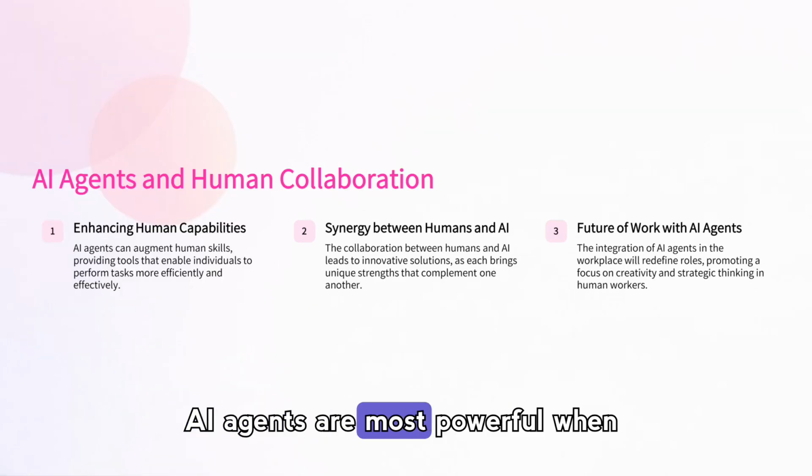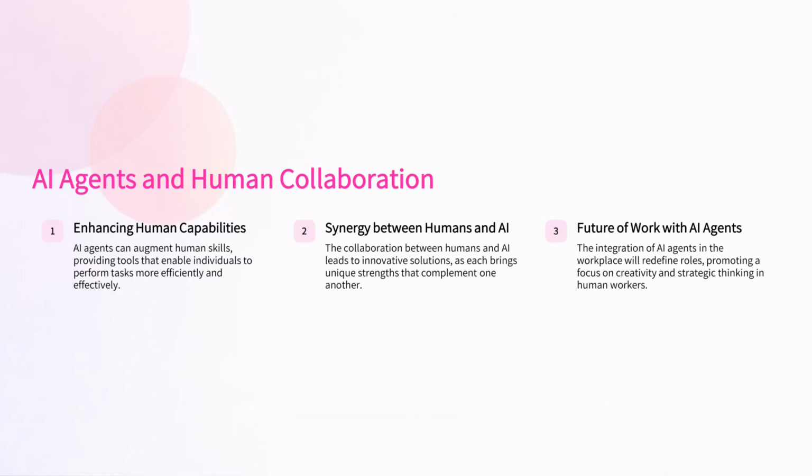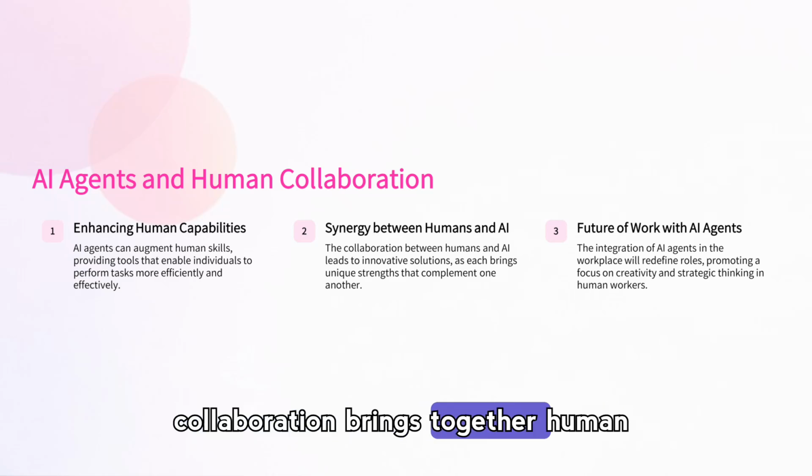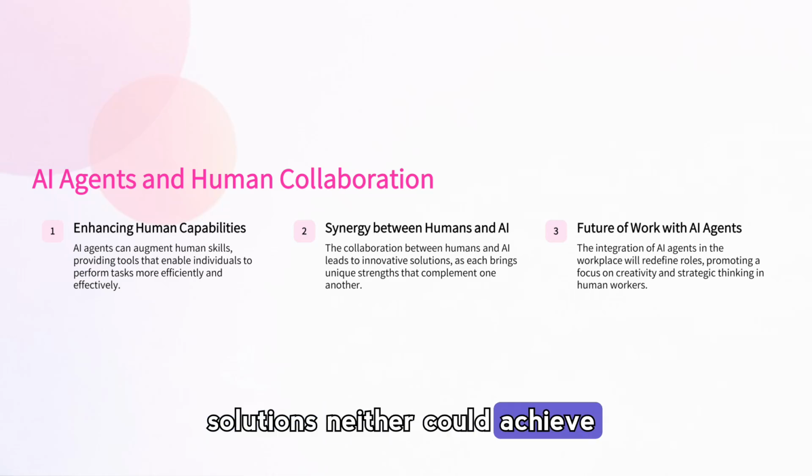AI agents are most powerful when they augment human capabilities rather than replace them. Collaboration brings together human intuition and AI speed, producing solutions neither could achieve alone.